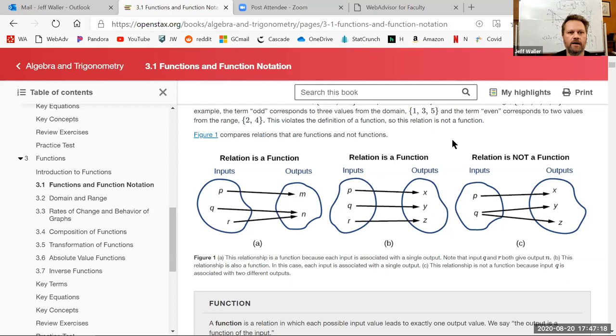So this one is okay. Why is this one okay? People often think that that's not a function because Q goes to N and R goes to N. But of course, every input has its own output, or every input only goes to one output. Let me say it like that. I've got to be careful. So Q only goes to N, R only goes to N. I like it.